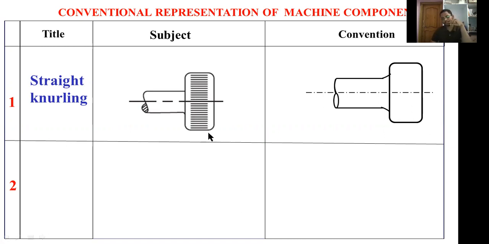But for saving time, there is no need to represent all these lines. Just you have to draw 3 or 4 lines on the shaft for conventional representation. This type of indication represents straight knurling on this wheel. This is the example for straight knurling. This is the conventional representation. This is the actual representation.